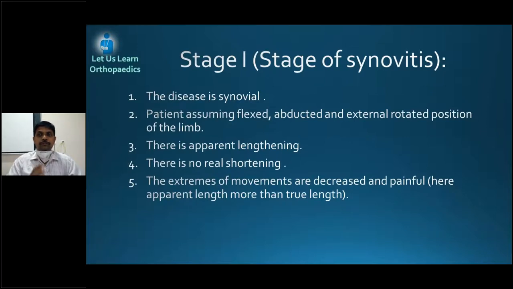So because of the attitude of flexion, abduction, external rotation, the limb appears to be lengthened, but there will be no real shortening because the cartilage is still intact. The extremes of the movements are decreased and painful. And here the apparent length is more than the true length. That is called the stage of synovitis.